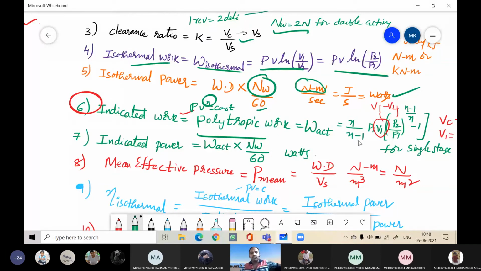This is the formula to calculate the indicated work or polytropic work: n by n minus 1 P1 V1 into pressure ratio power n minus 1 by n, minus 1, right? Here V1 is the volume. If there is no clearance, we will use V1. If clearance exists, then we need to consider the effective swept volume, so in place of V1 we should replace with V1 minus V4. Once you know the indicated work, we can calculate the indicated power by multiplying with the number of working strokes.